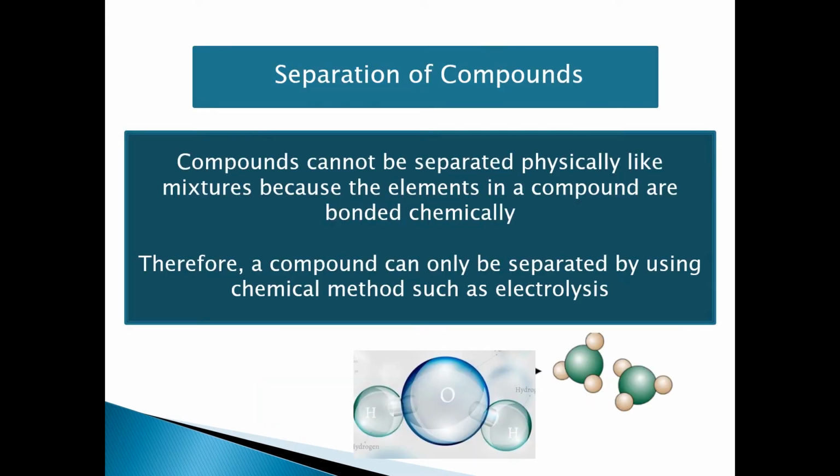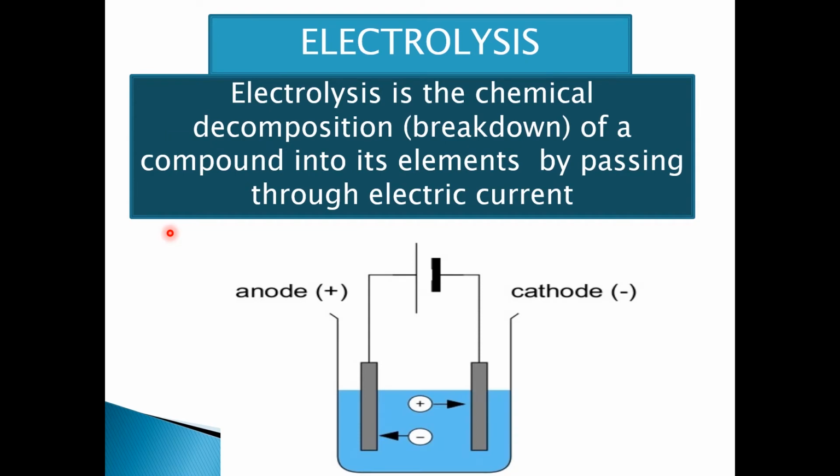Let's learn about separation of compounds. Compounds cannot be separated physically like mixtures because the elements in a compound are bonded chemically. Therefore, a compound can only be separated by using a chemical method such as electrolysis. What is electrolysis? Electrolysis is the chemical decomposition or breakdown of a compound into its elements by passing electric current through it.